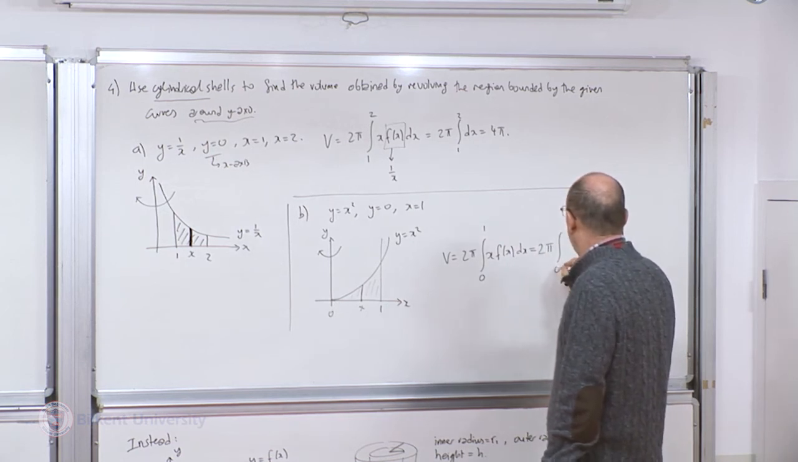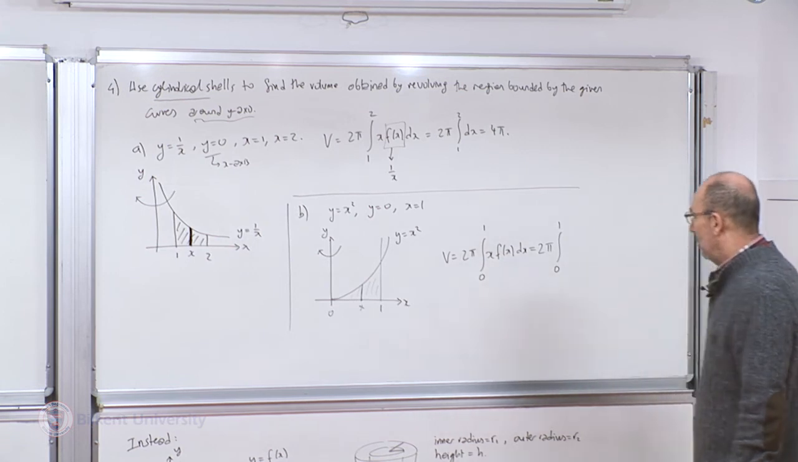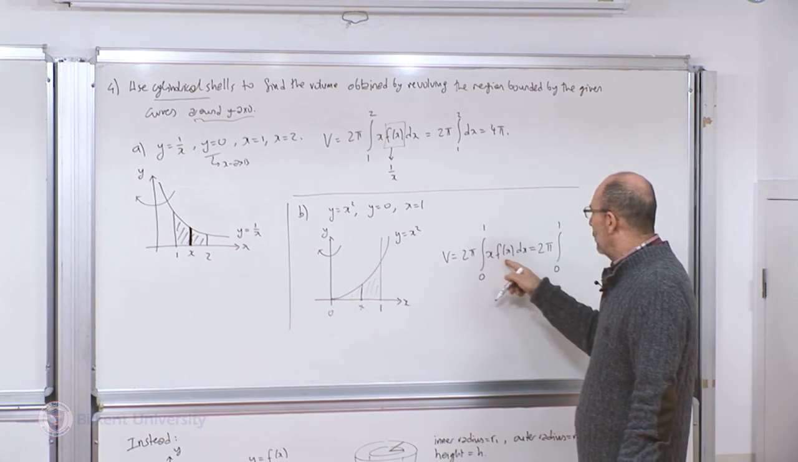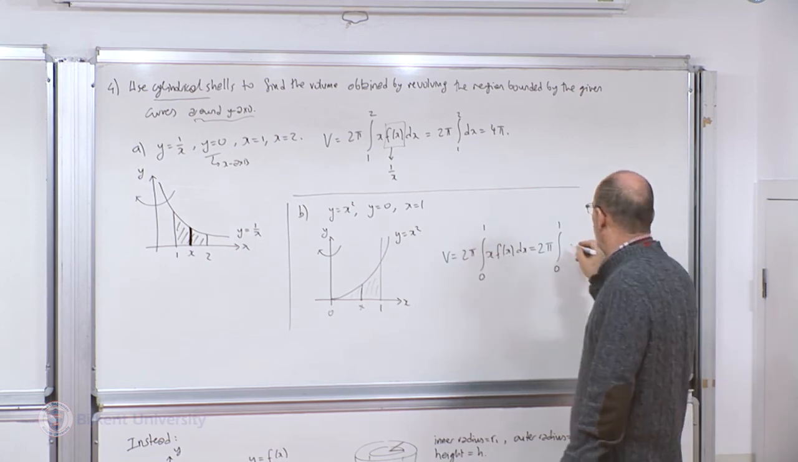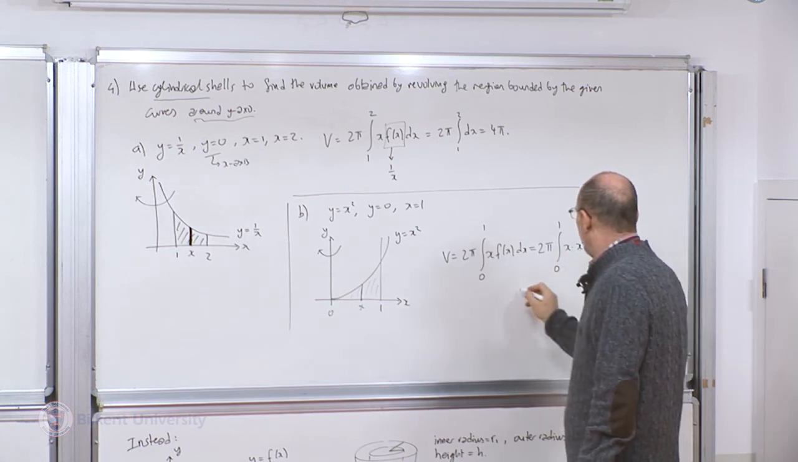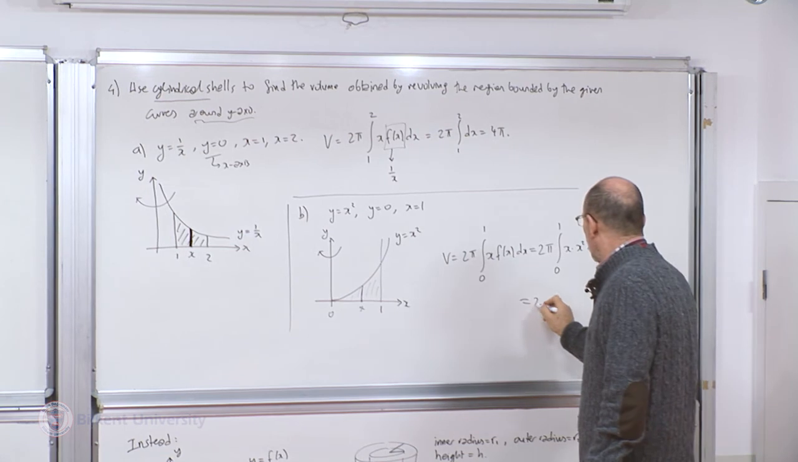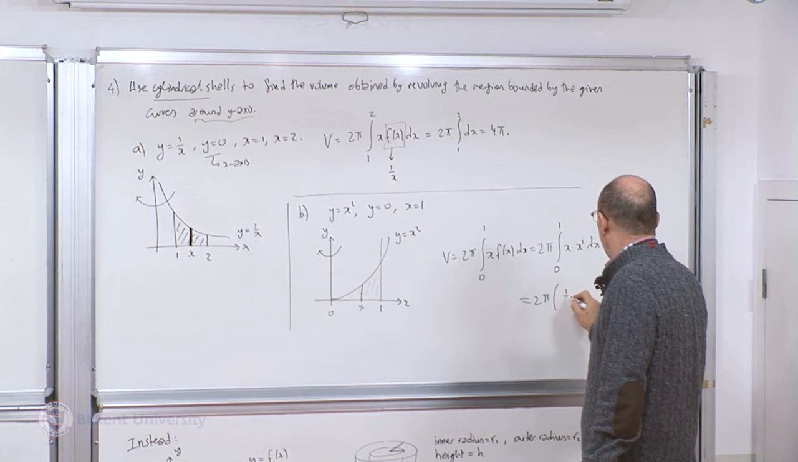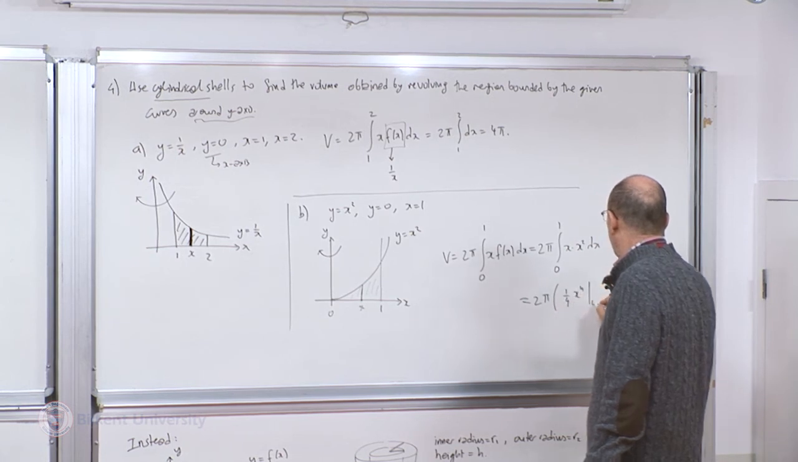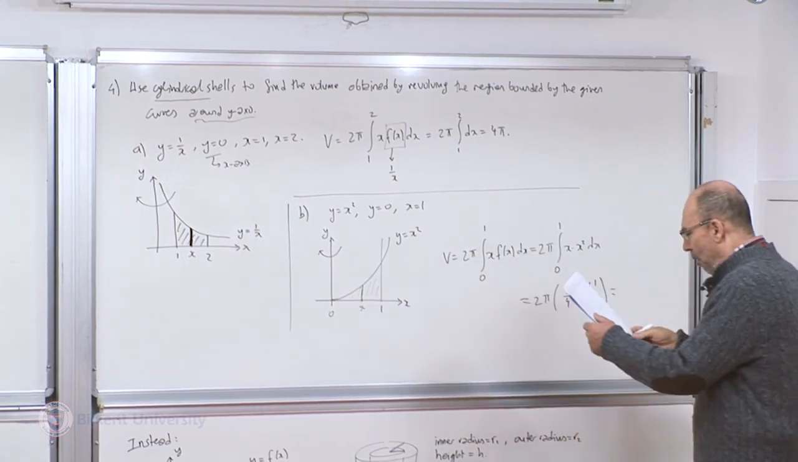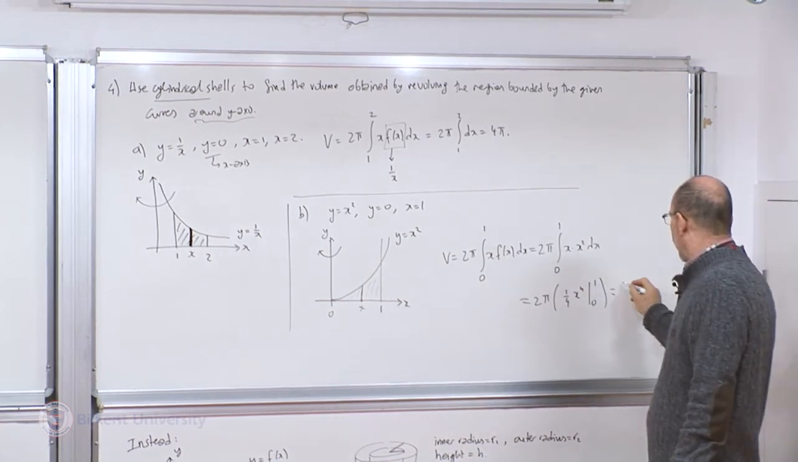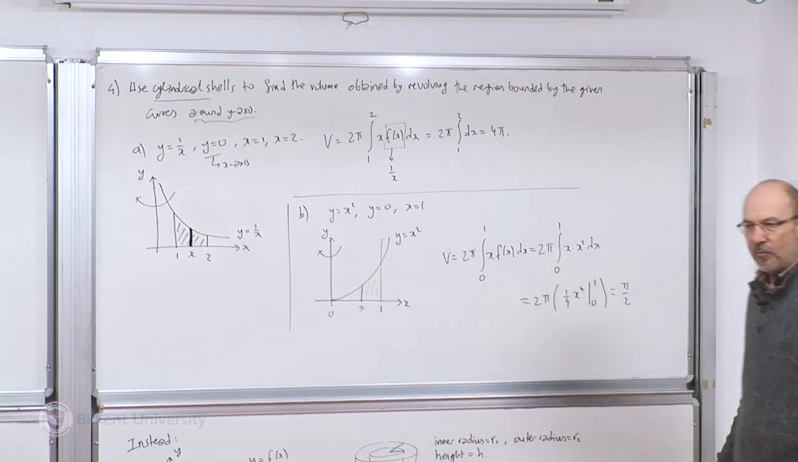So if someone is checking or trying to understand your arguments, they know what you are doing. We are using this formula. Now instead of f of x, you put this thing. So this is x times x squared dx. Now you integrate this. This is 2 pi, and when you integrate this, you get 1 over 4 x to the fourth from 0 to 1. So what do you get? You get pi over 2, right?